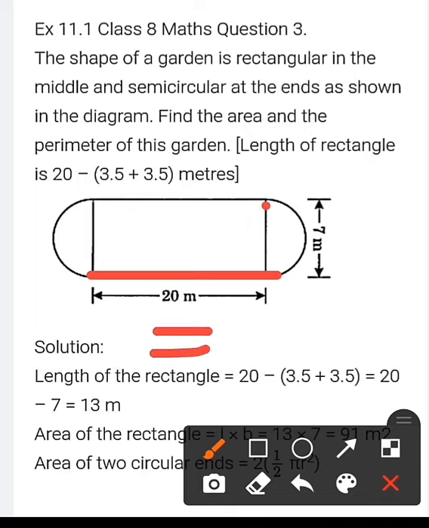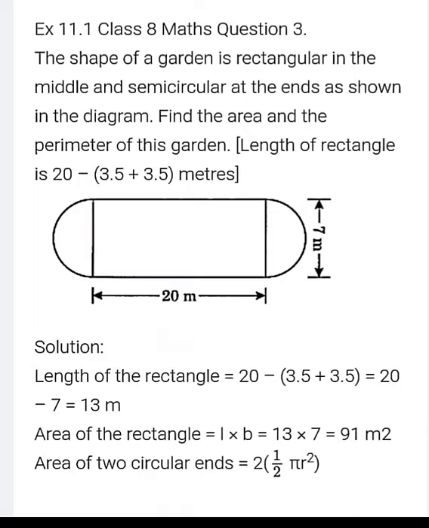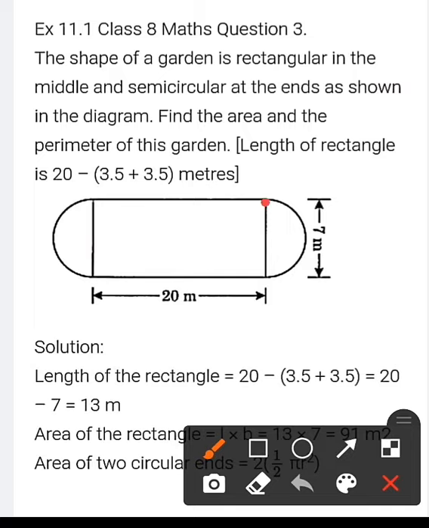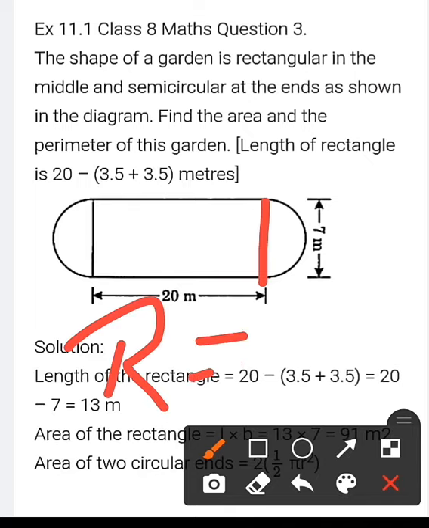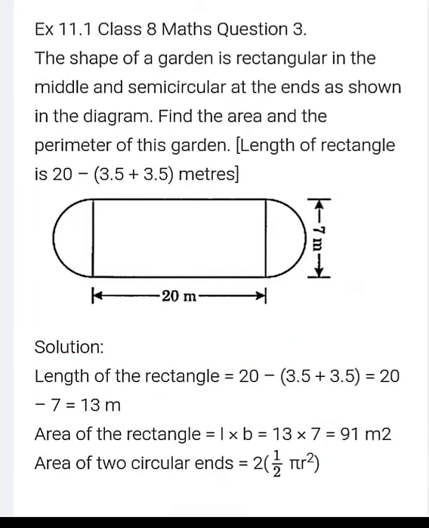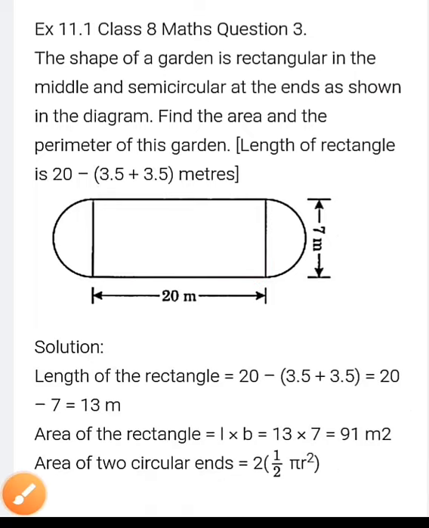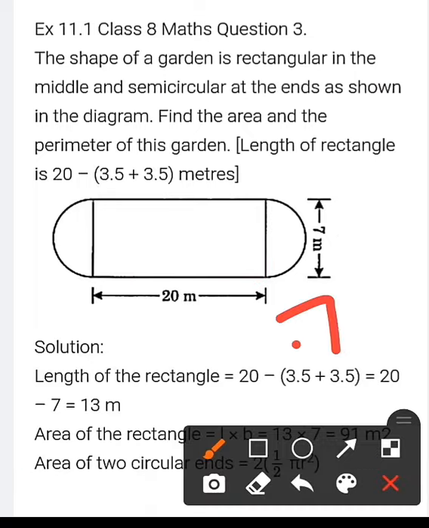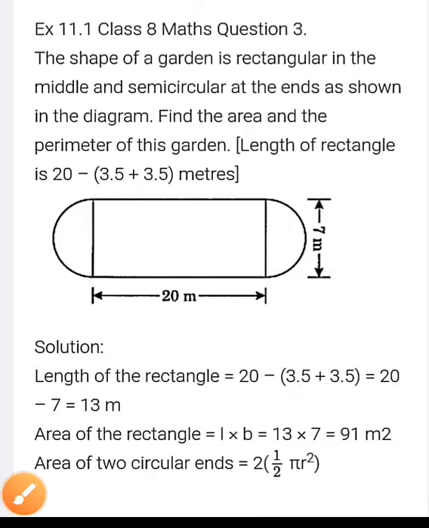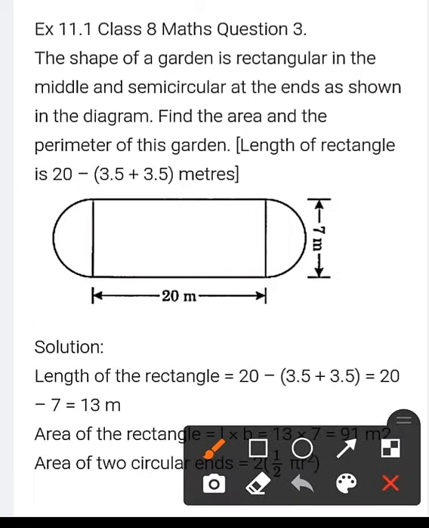Now if you see the ending part here, it is in semicircle shape. For a circle we need the radius. So this line that is given is the diameter. We want the radius, and radius means half of the diameter, d upon 2. The diameter is given as 7 meter outside. So we do half of 7, 7 divided by 2, and the answer will be 3.5. So this part will be the radius, 3.5.